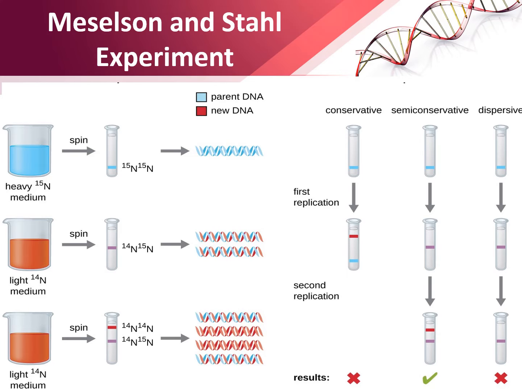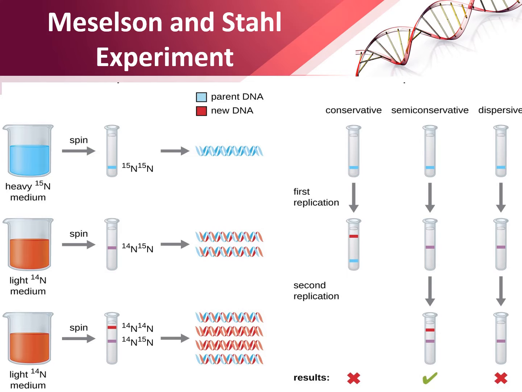The E. coli culture was then shifted into a medium containing nitrogen-14 and allowed to grow for one generation. The cells were harvested and the DNA was isolated. The DNA was separated by ultracentrifugation, during which the DNA formed bands according to its density. In the figure here, Meselson and Stahl experimented with the E. coli, grown first in heavy nitrogen-15, then in nitrogen-14.